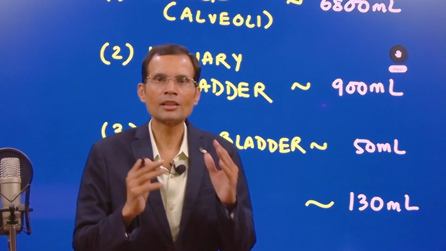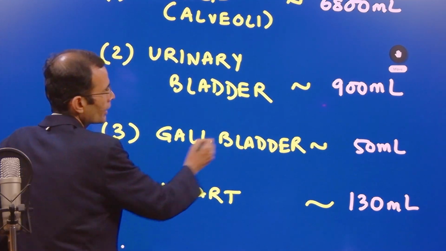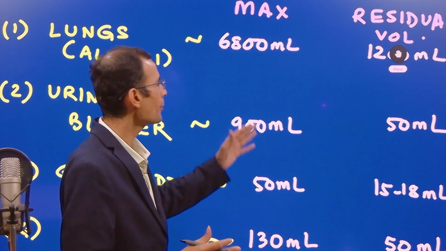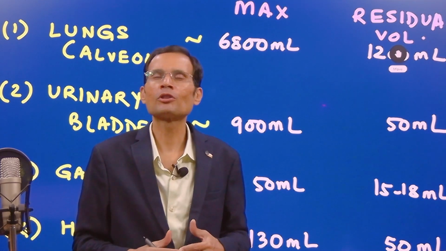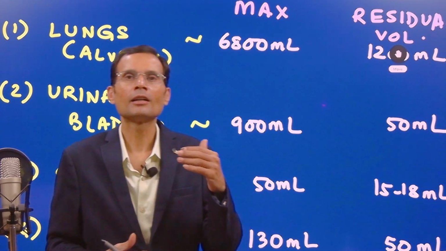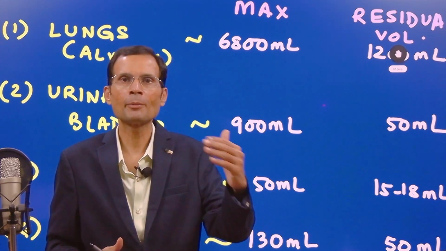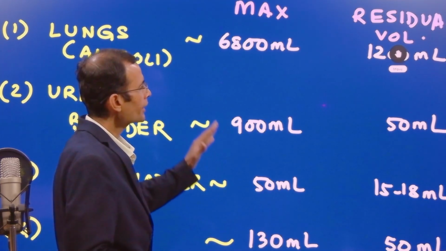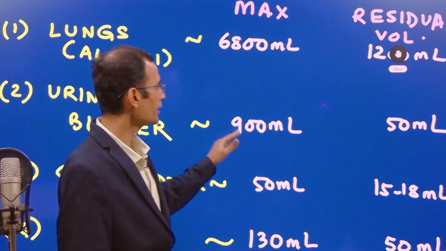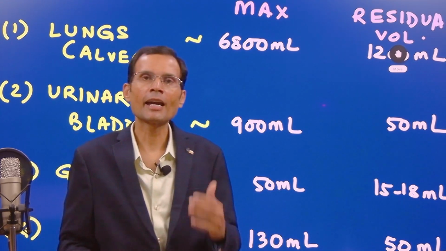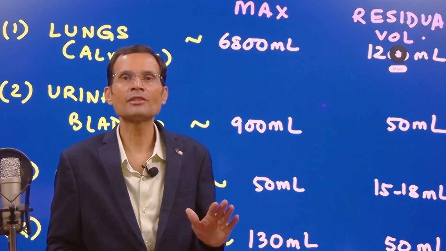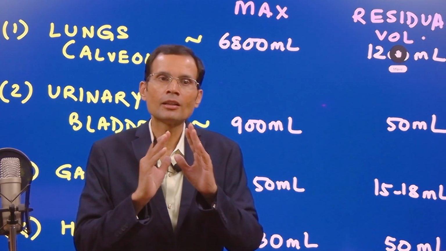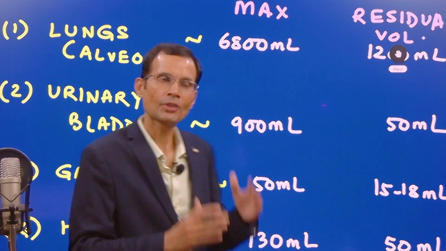Urinary bladder, another hollow sphere. Technically speaking, the urinary bladder can hold up to 900 ml of urine. However, of course, that much is never possible. Beyond 600 or 650 ml, there would be a maximum urgency for micturition. But the bladder's total capacity is 900 ml, out of which after every act of micturition, the bladder is not emptied completely, but 50 ml stays back, and that's the residual volume of urine in the urinary bladder.